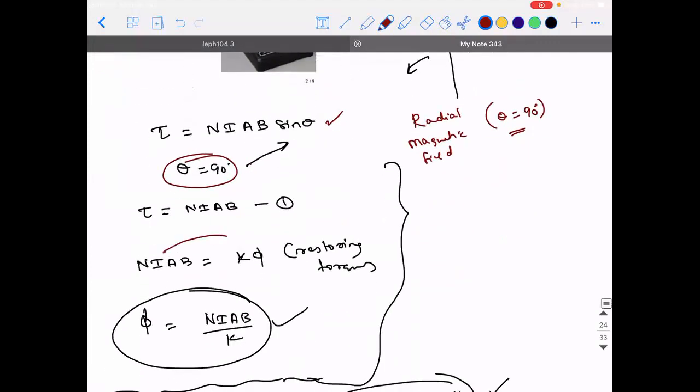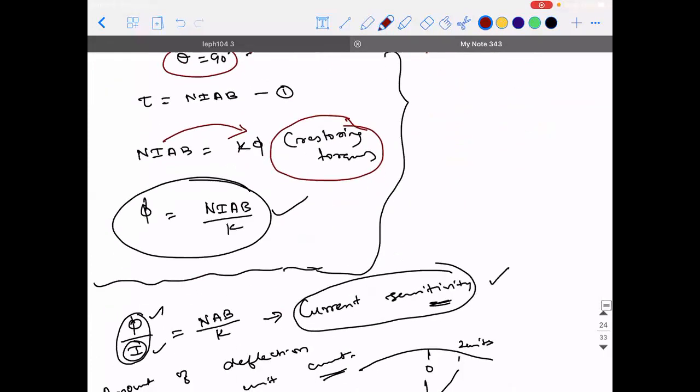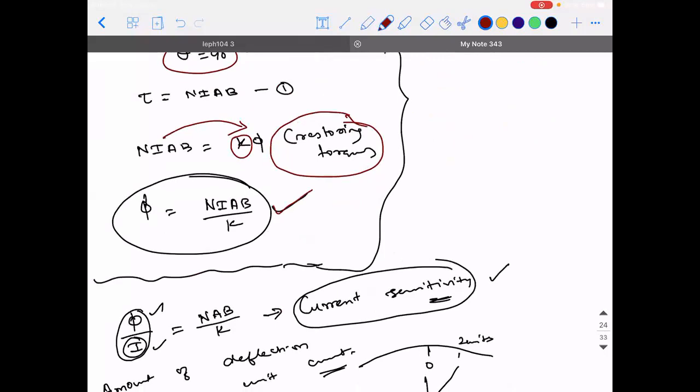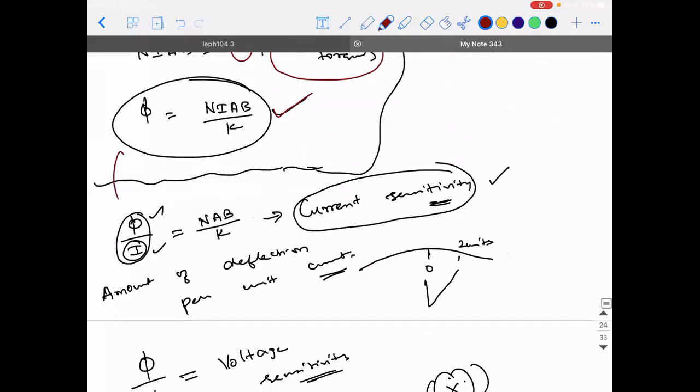And this NIBA is equal to K into phi, which we can also call the restoring torque. Right? So what is going to be the value of phi? Phi will be equal to NIBA divided by K, where K is called the torsional constant. When you rearrange this equation, you get phi by I equal to N into B into A divided by K, where this phi by I is the amount of deflection produced per unit current, which is technically called the current sensitivity.